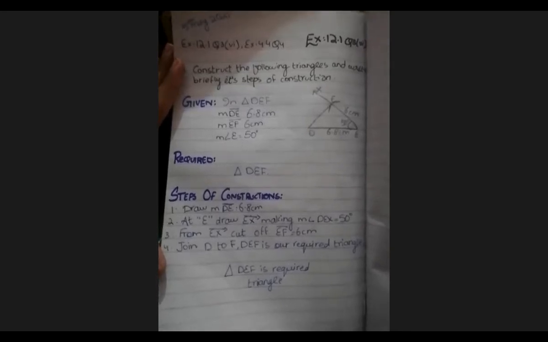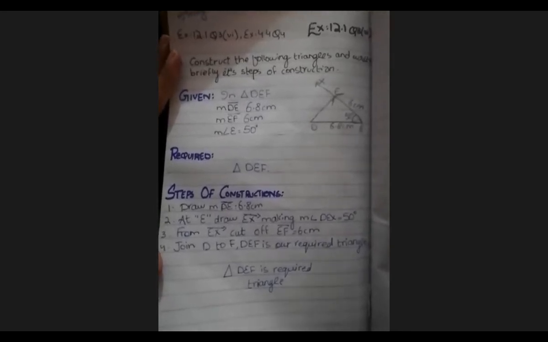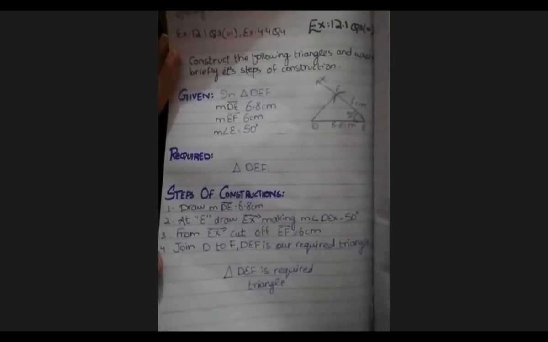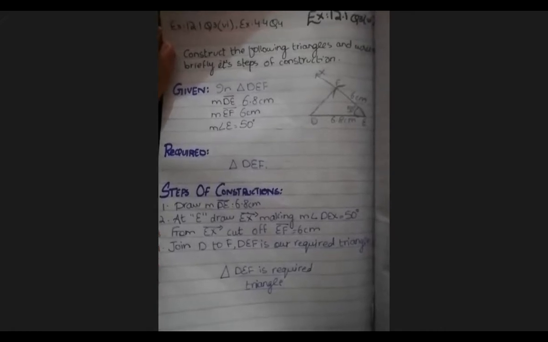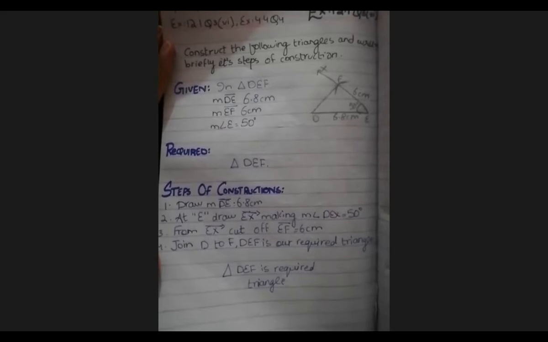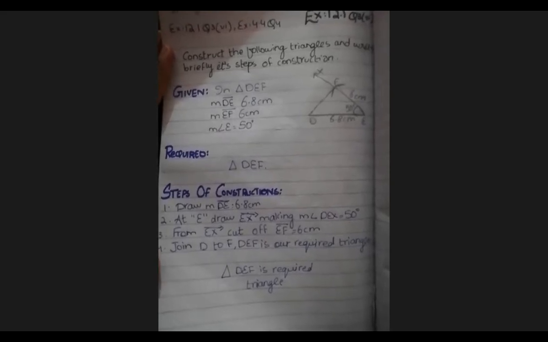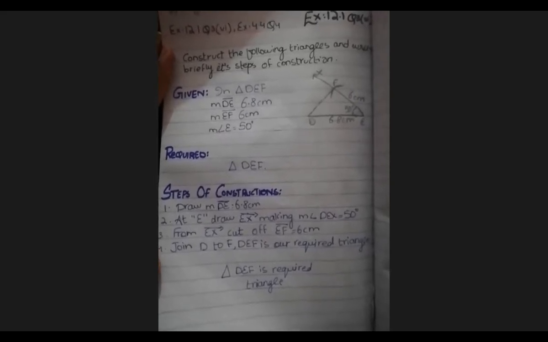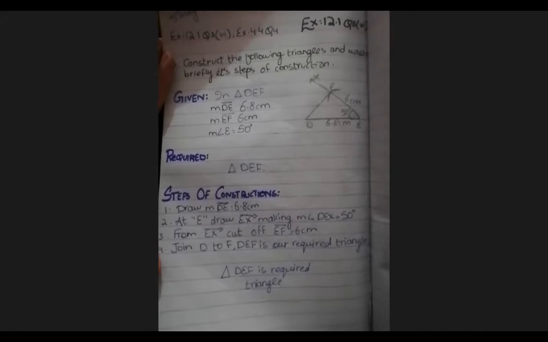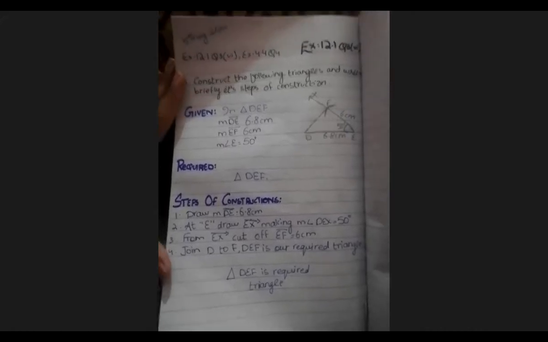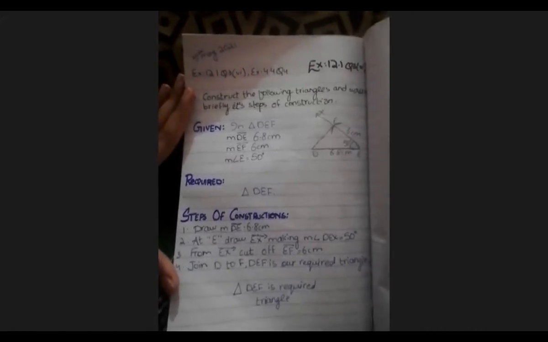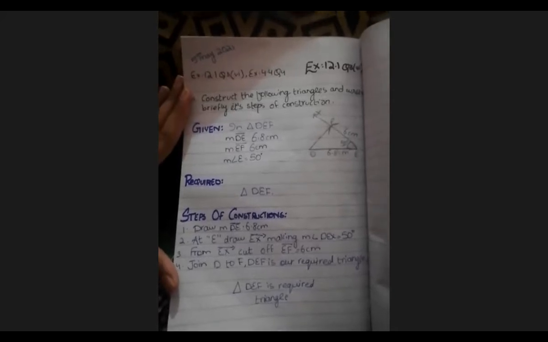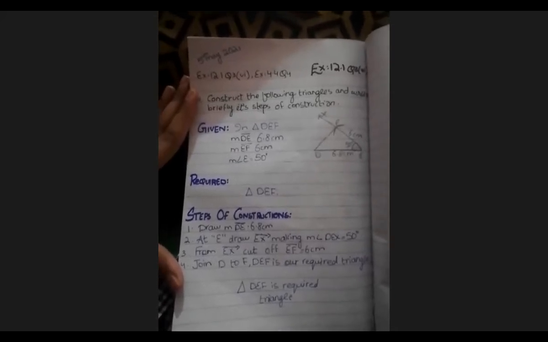Very good. At E, draw EX, making angle measurement DEX equal to 50 degrees. DEX, bilkul sahi. Okay, now from EX cut off EF, measurement EF, write EF, bete. EF is equal to 6 centimeters. Very good. Now join D to F. Perfect. DEF is our required triangle. Okay. I wish I could give you the star right now, Ramla. That's great.